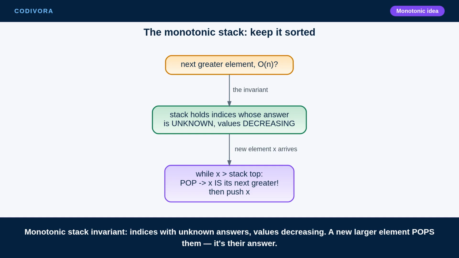Now the star. The problem. For each element, find the next element to its right that's greater. Naive. Scan right for each, O(n squared). The monotonic stack. Keep a stack of indices whose answer is still unknown. Maintain it so their values are decreasing. When a new element arrives, while it's greater than the stack's top, pop, because this new element is exactly that popped element's next greater. Then push the new element. Each element is pushed once and popped at most once, amortized O(n). The same argument as sliding window. Say that amortized line out loud.